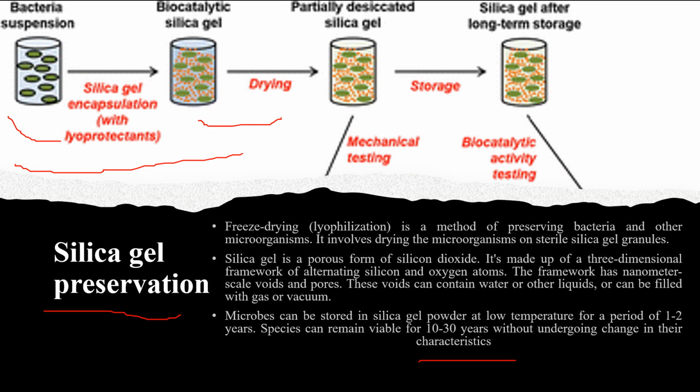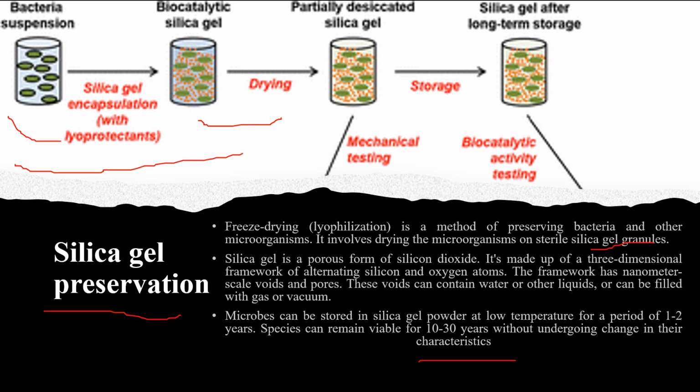Freeze drying, or lyophilization, is a method of preserving bacteria and other microorganisms. It involves drying the microorganism on sterile silica gel granules. Silica gel is a porous form of silicon dioxide. It is made up of a three-dimensional framework of alternating silicon and oxygen atoms. The framework has nanometer scale voids and pores. These voids can contain water or other liquid or can be filled with gas or vacuum.